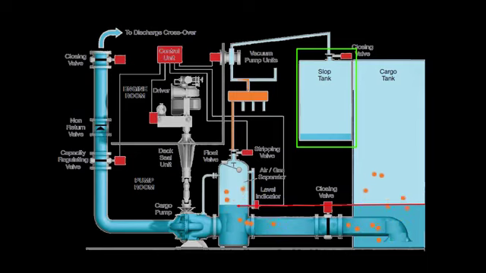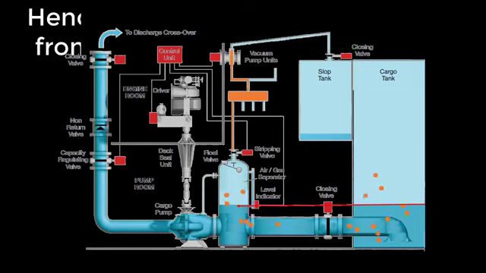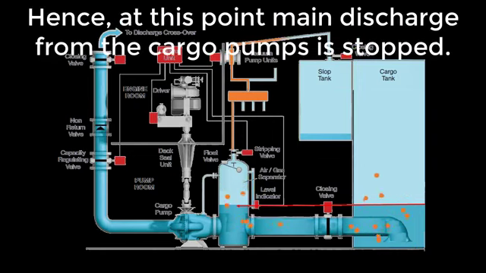At a certain point, the cargo pumps, even with the AUS, have just had enough and can no longer push further. At this point, the main discharge of liquid from the cargo pumps is stopped and the stripping pumps get into the picture.